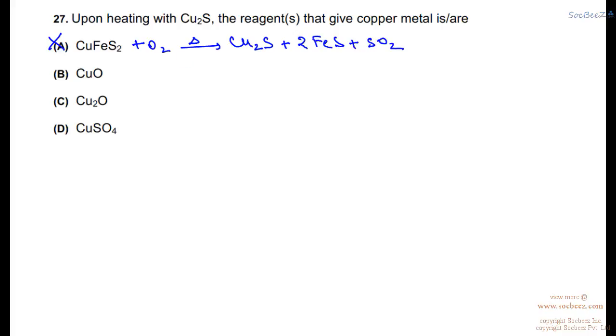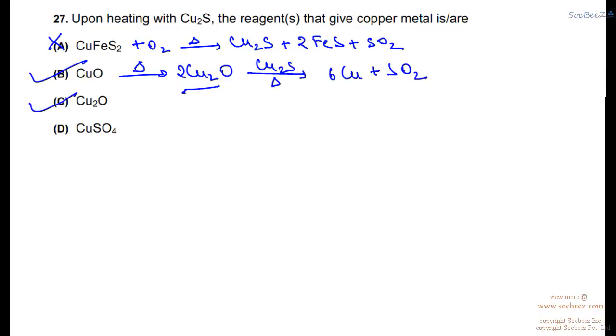Now, CuO, when it is heated, gives 2Cu2O. And when 2Cu2O is further heated with Cu2S, it gives 6Cu plus SO2. Therefore, option B is the correct option. Option C is also correct from this step.